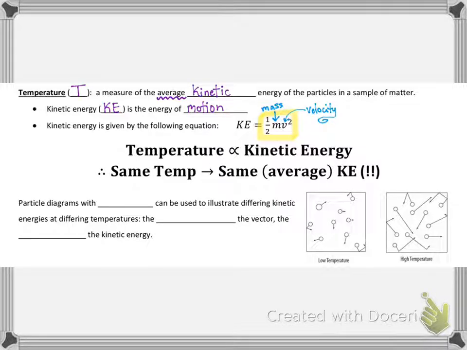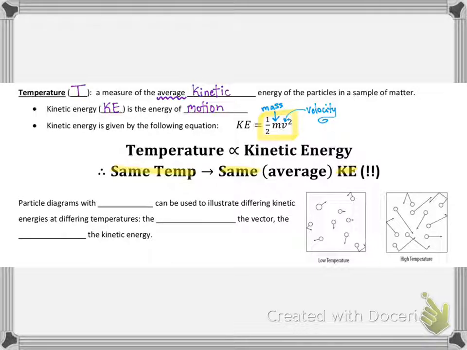It's extraordinarily important that you recognize one fundamental thing. Temperature is directly proportional to kinetic energy, which means if you have two samples that are at the same temperature, they have the same average kinetic energy. Notice how big and bold those words are? It's because this is really important and a very common question that is asked on the AP test.